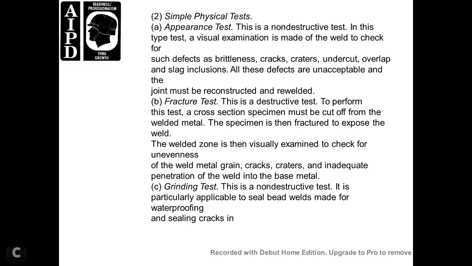Simple physical tests. Appearance test. This non-destructive test is a visual examination made of the weld to check for such defects as brittleness, cracks, craters, undercut, overlap, slag inclusions. If the defects are unacceptable, the joint must be reconstructed.